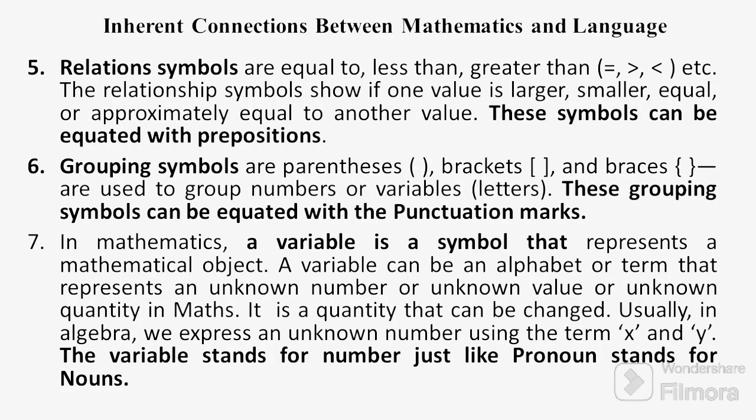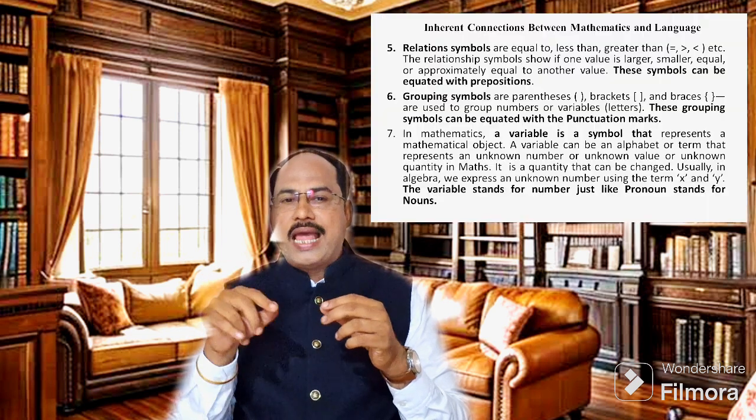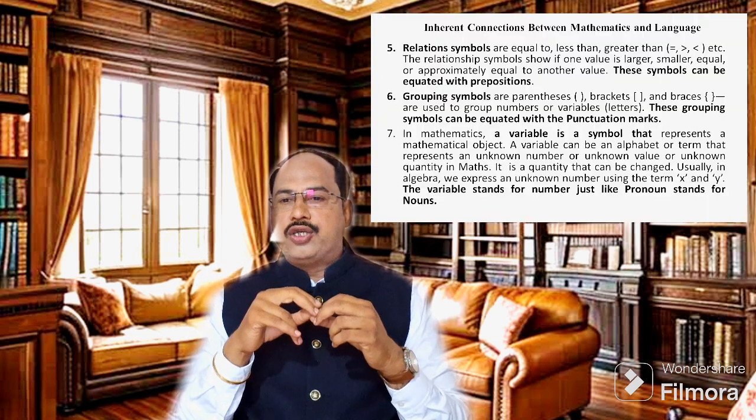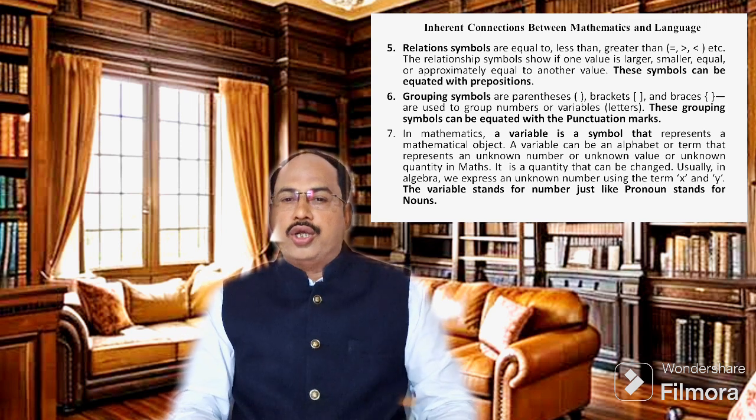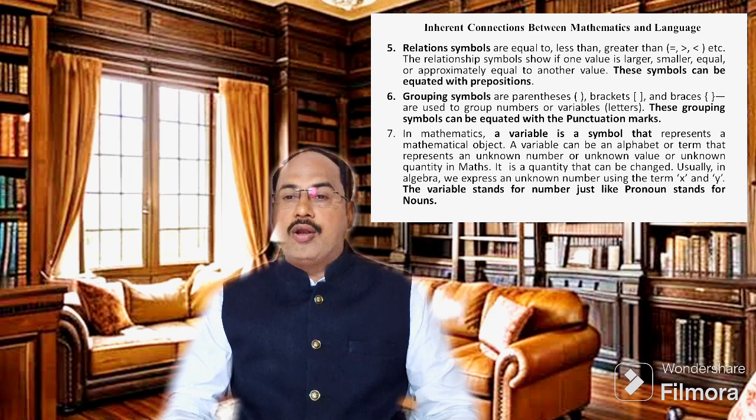Again, there are relational symbols. Now what are these relational symbols? Relation symbols show relations. For example, in mathematics we have equal to, less than, greater than. So these relational symbols are used to denote mathematical relations which take one or multiple mathematical objects to form full mathematical sentences. In arithmetic and common mathematics, these relational symbols are related to equality and comparison. The relationship symbol shows if one value is larger or smaller, equal or approximately equal to another value.